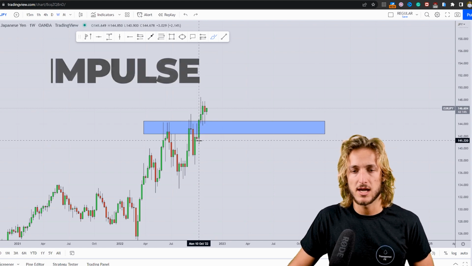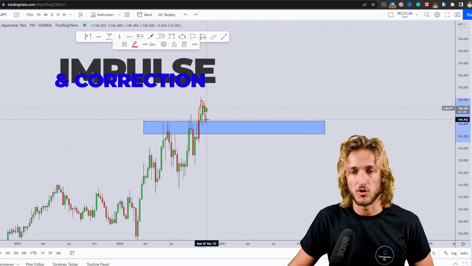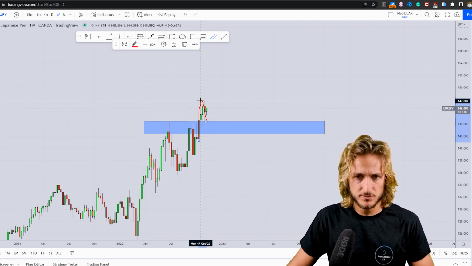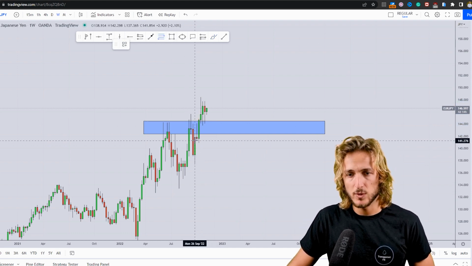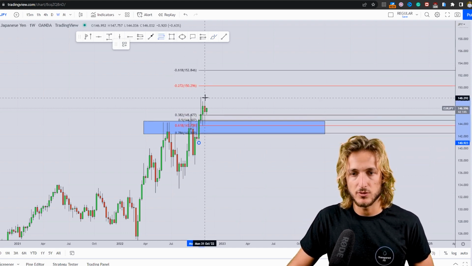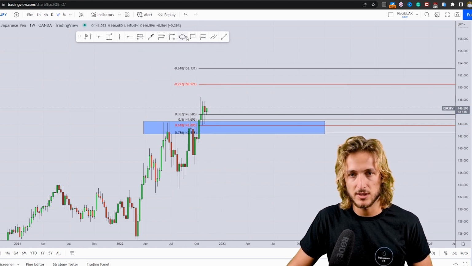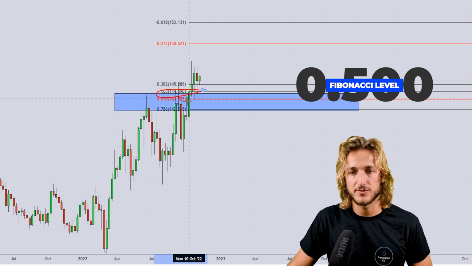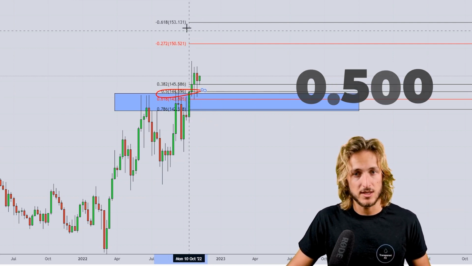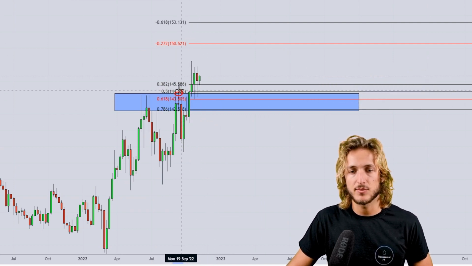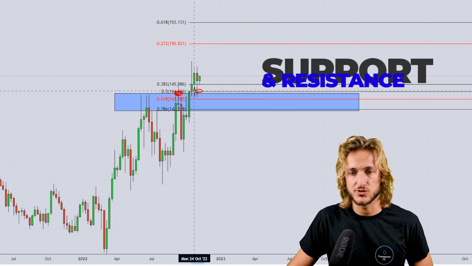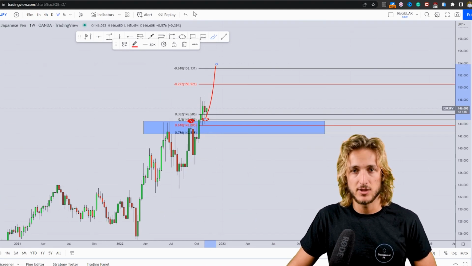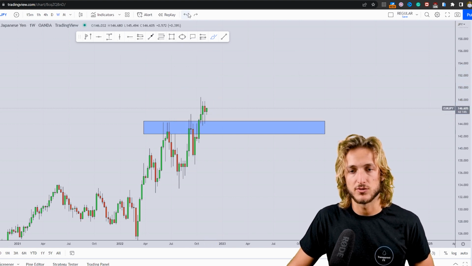We can also notice how we had this impulse to the upside followed by the correction. So if we want to measure this correction after the impulse, what we have to do is take our Fibonacci from the low to the high of the impulse. And if we do that, we can see how the market has retraced exactly to the 50% of the Fibonacci taken on the weekly impulse, which was lining up perfectly with previous resistance turned support, creating a confluence of support at this area that we could expect the market to reject to the upside.